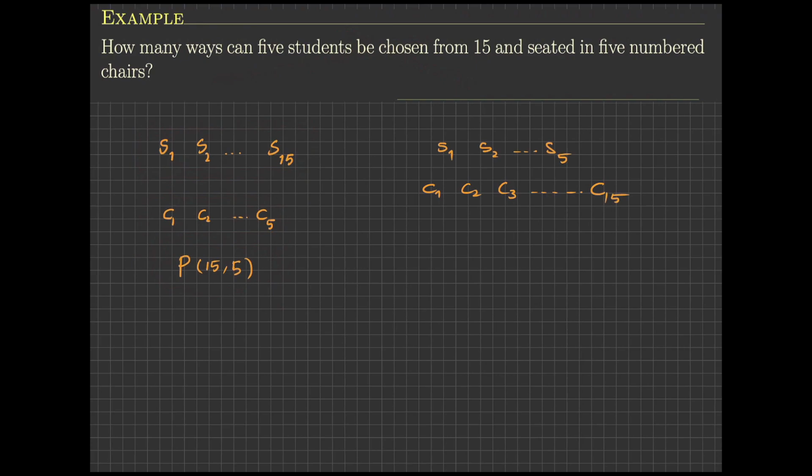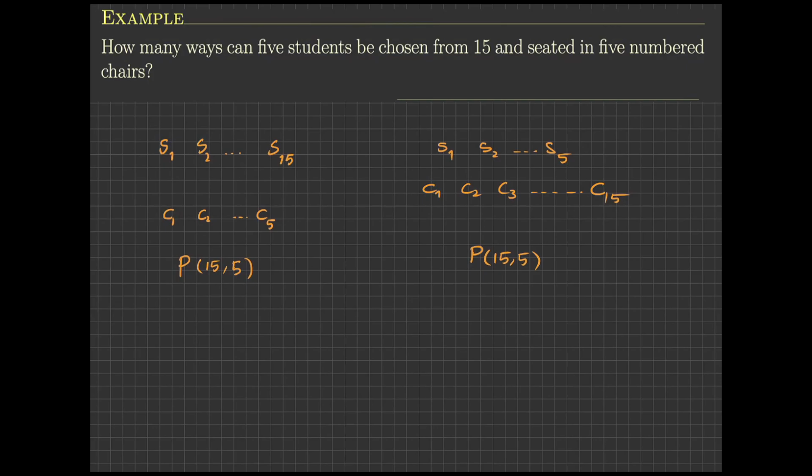Isn't it the same as the first one? Yeah, it's the same number. From a psychological point of view it feels different to us, because we probably feel we are better than chairs, or we give ourselves a more important role than the chairs. But from a mathematics point of view, they are the same, so there is no difference. I hope you understand that. So this is P of 15 and 5 again.